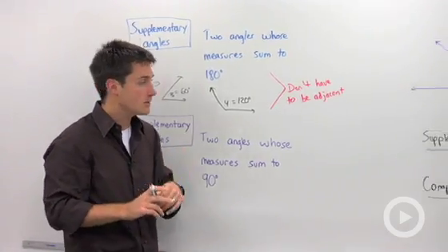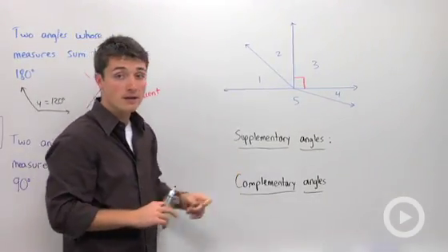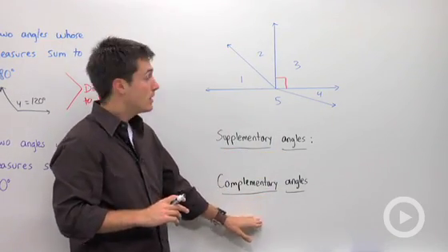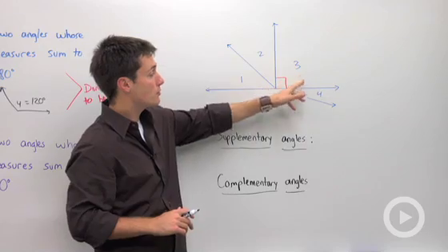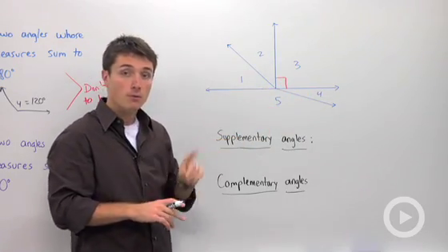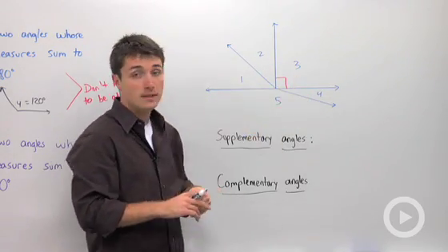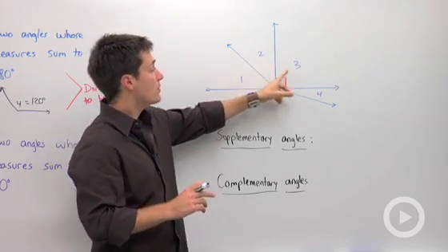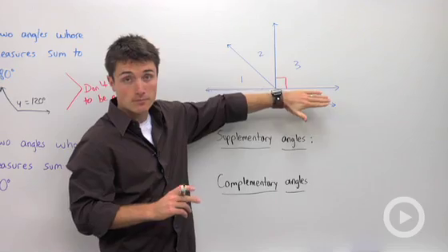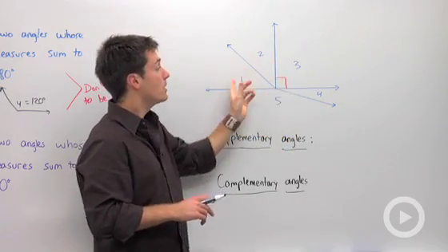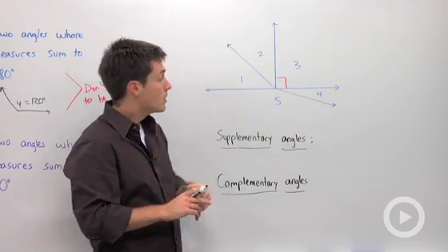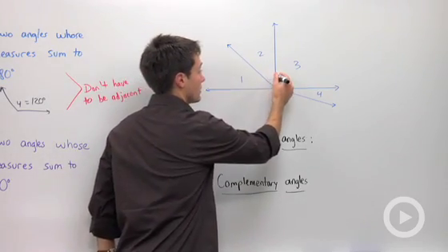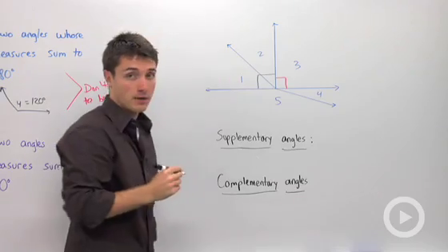Let's look at a specific example where you might be asked to identify supplementary angles and complementary angles. Here we have 5 angles, 1, 2, 3, 4, and 5. And we're told that this angle 3 is 90 degrees. Now, one thing that you can assume is that 1, 2, and 3 are all linear. So if you add up 1, 2, and 3, it would be 180 degrees, which means that 1 and 2 must also sum to 90 degrees. So I could label this as a right angle.